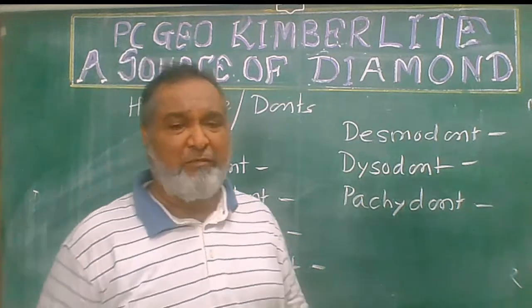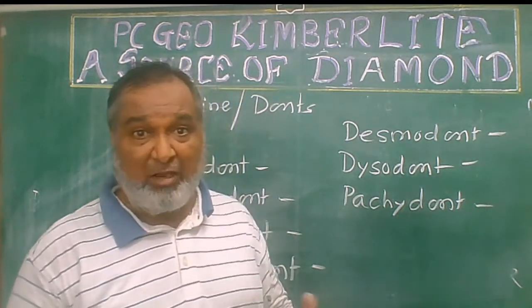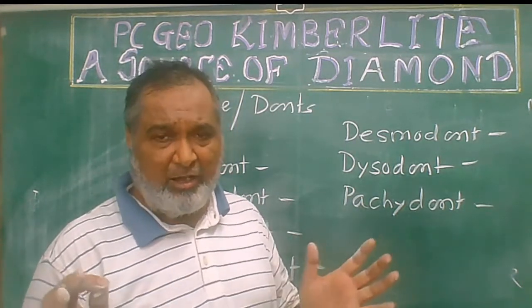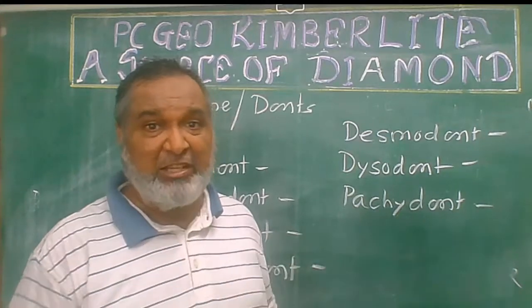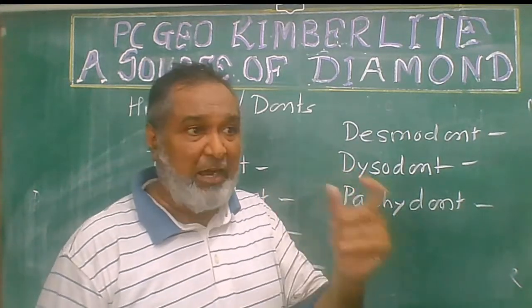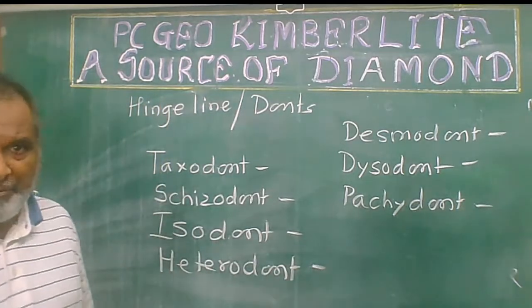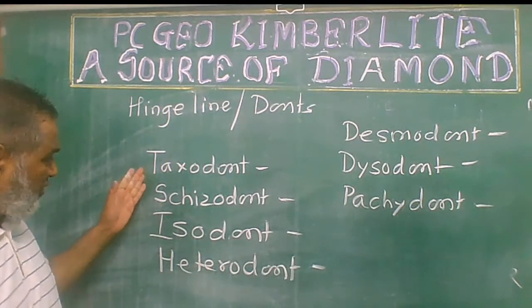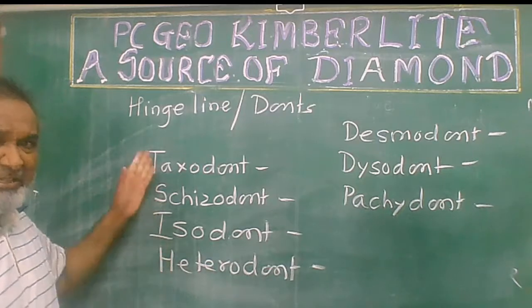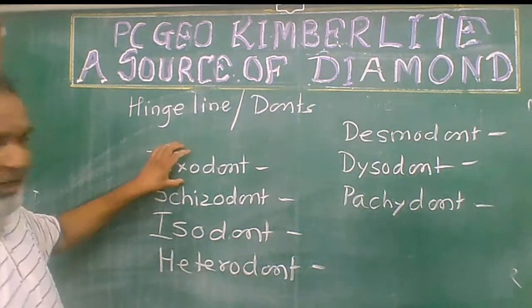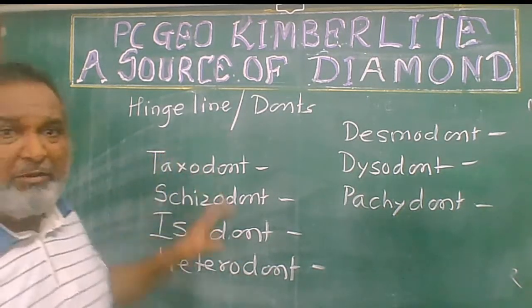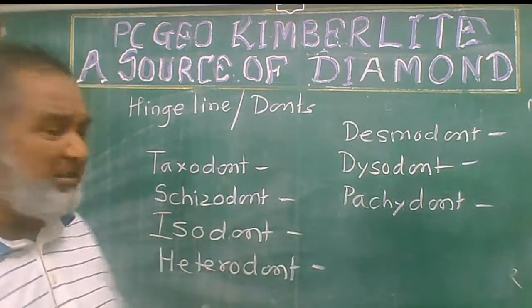Now pachydon has very large teeth. Size is large, number is less. Each tooth is blunt and heavy. That is the important character of the pachydon. This is clear. Taxodont, schizodont, isodont: this is the sequence you have to remember. Taxodont: number will be more, size is less.